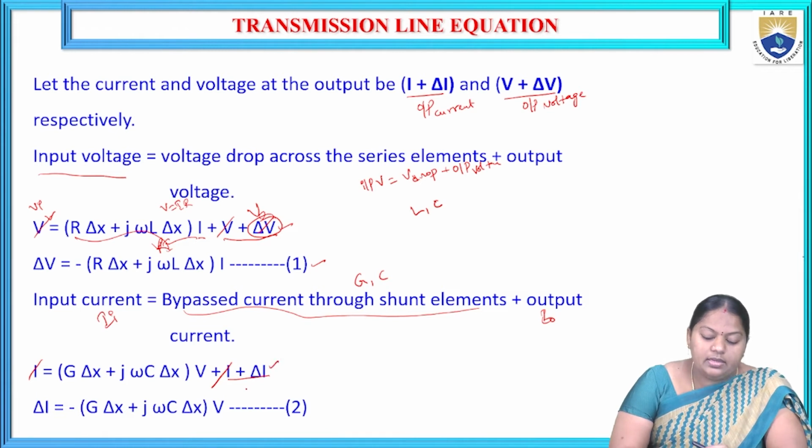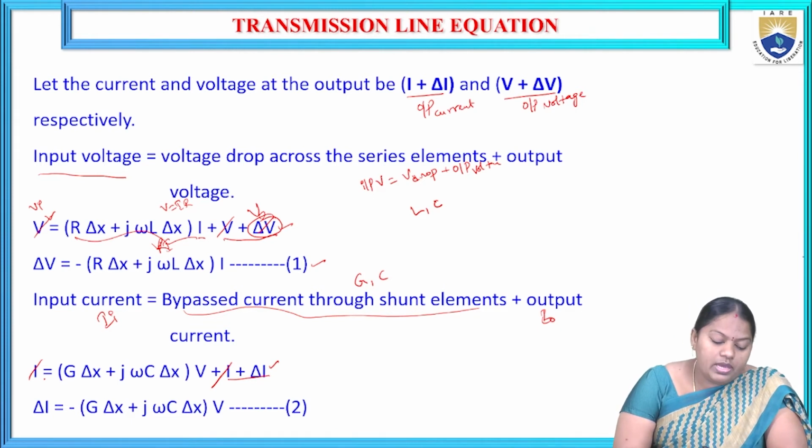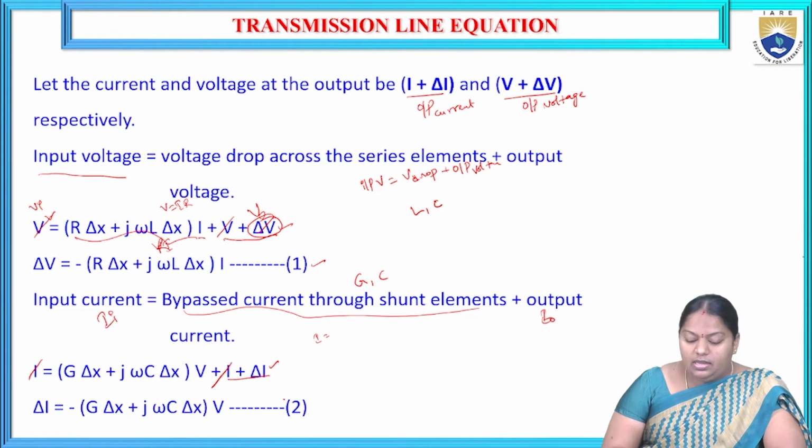Now we are going to write the equation for delta I, which is equal to minus G into delta X plus j omega C into delta X into V. So here also we are writing the equation for I is equal to I1 plus I2 plus I3, meaning the algebraic sum of currents entering is equal to the leaving currents.